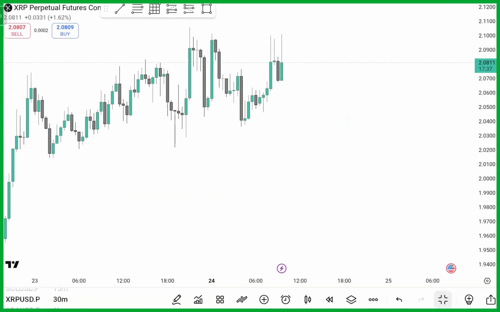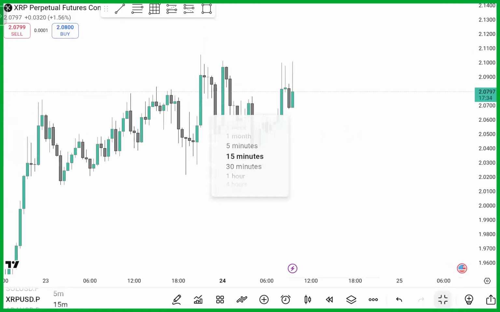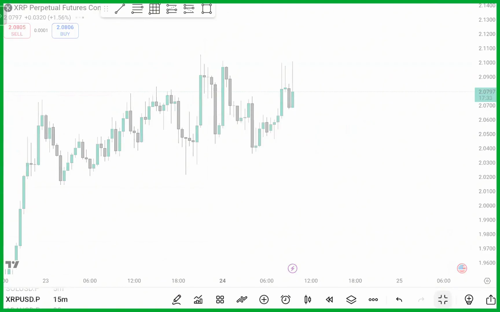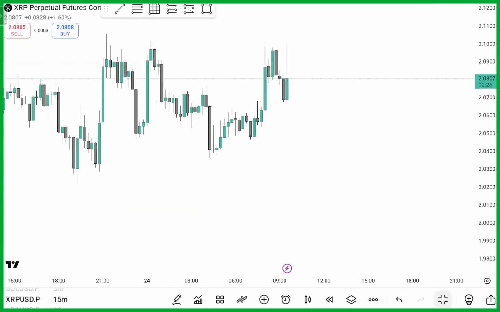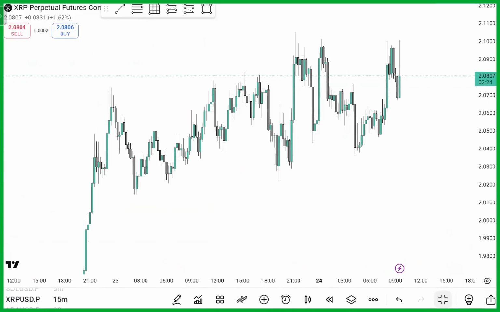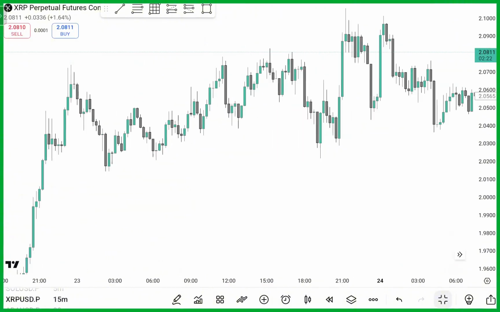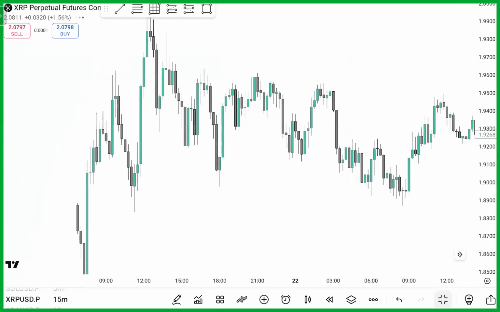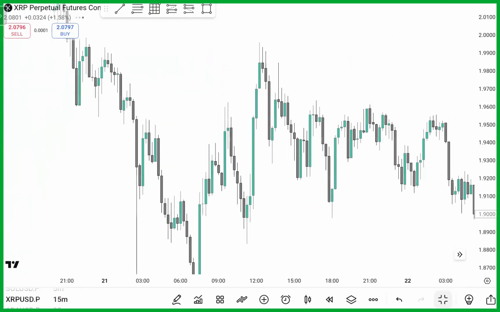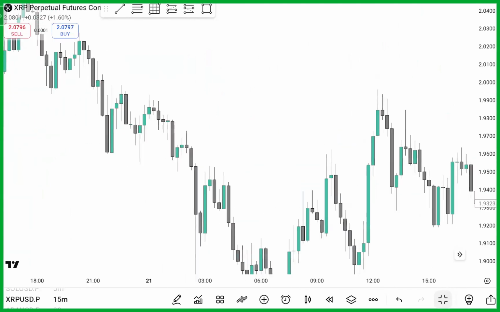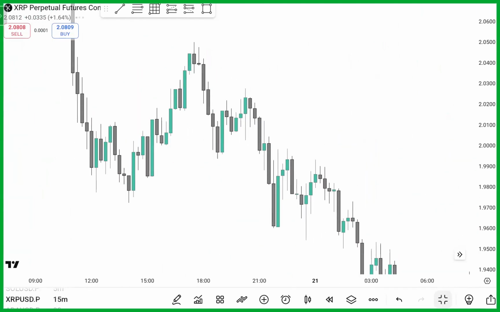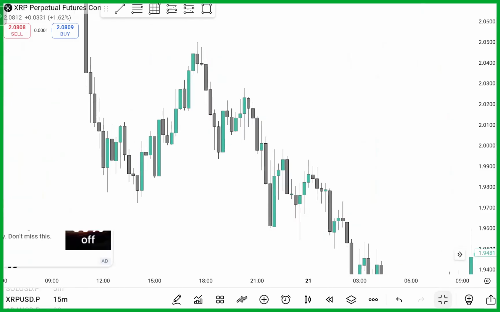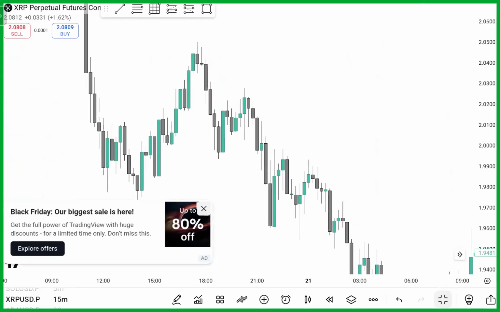Let me go to a lower time frame, like 15 minutes. Let's use this one. I need bearish ones, those which are facing down. Yeah, from here we can see very well. So pay attention. Hope you see this. This is a fair value gap.